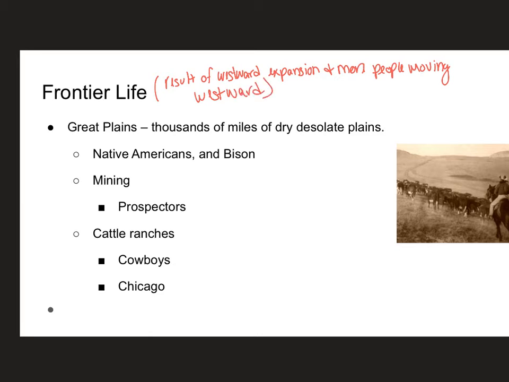Now, because you have more people moving, it's obviously going to have an effect on the land and the people living there. People moved to the Great Plains, which is the area west of the Midwest, but east of the California mountain ranges. It's thousands of miles of dry, desolate plains. People used to think of this as unfarmable because the land was so bad. But it was home to many Native Americans and bison who lived on the Great Plains.